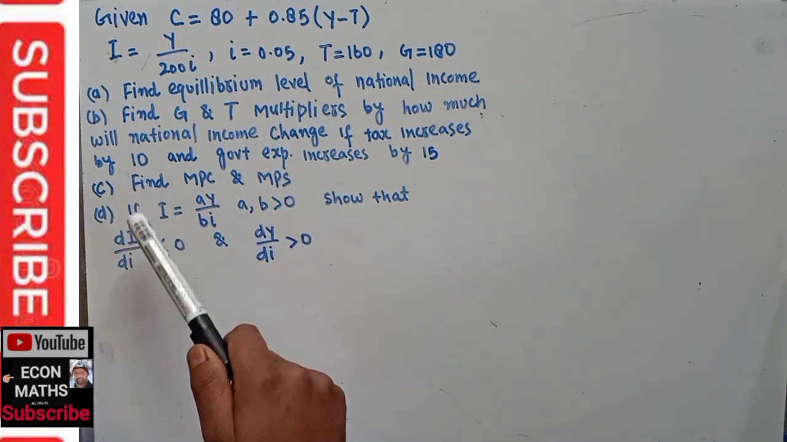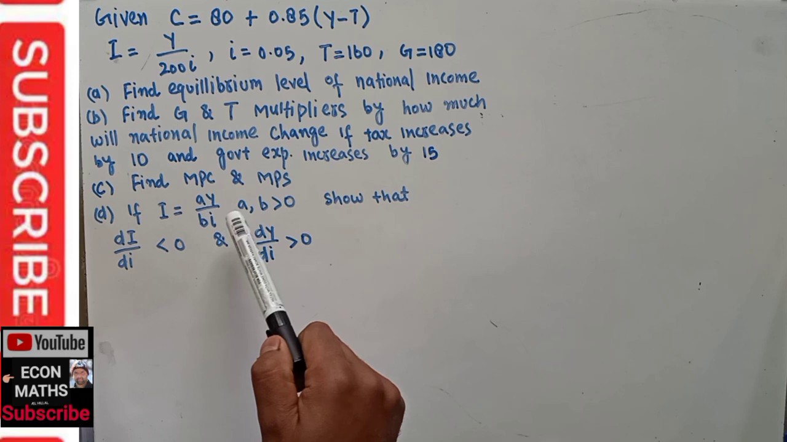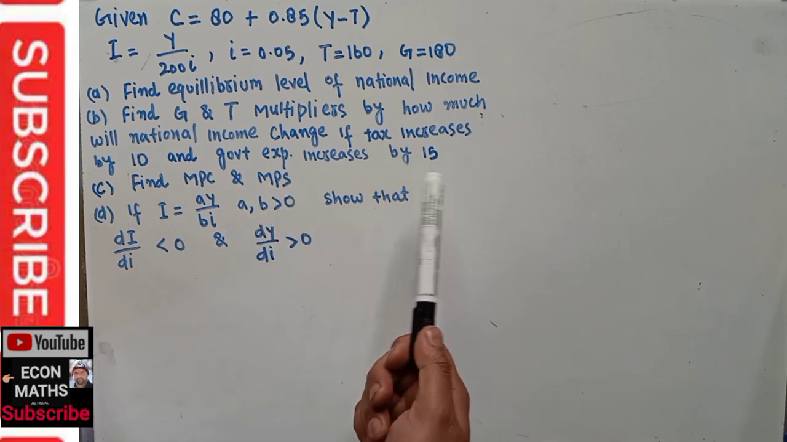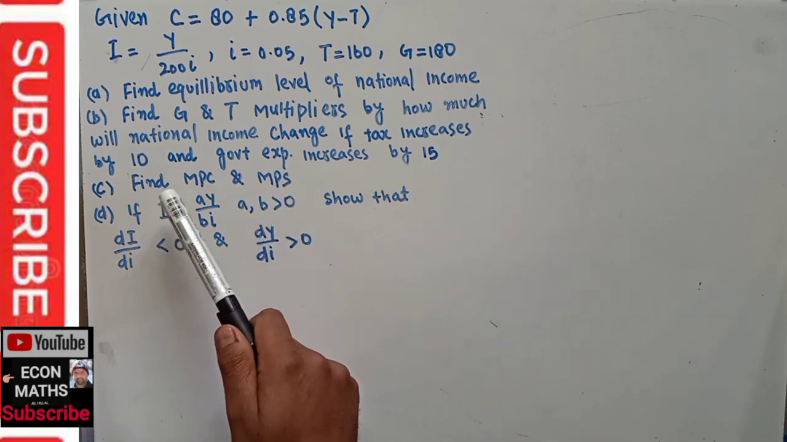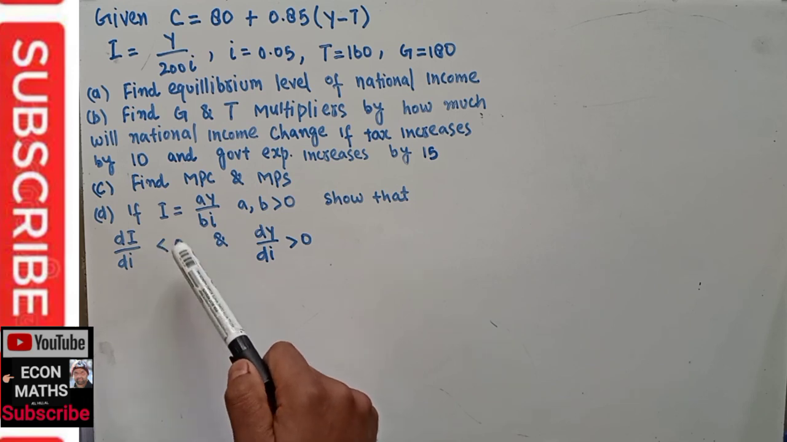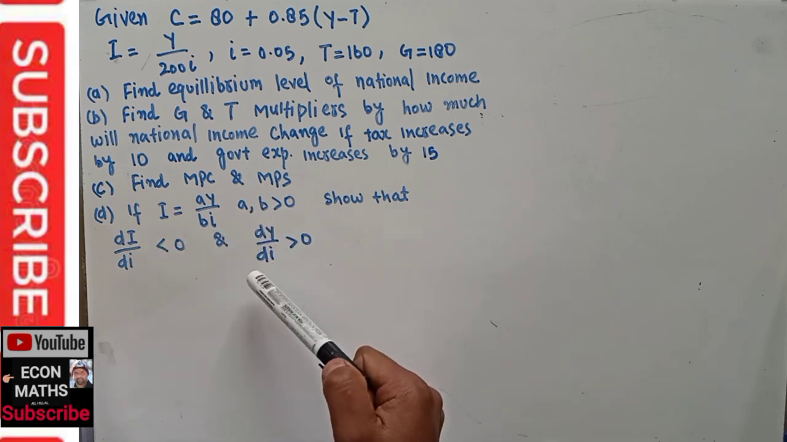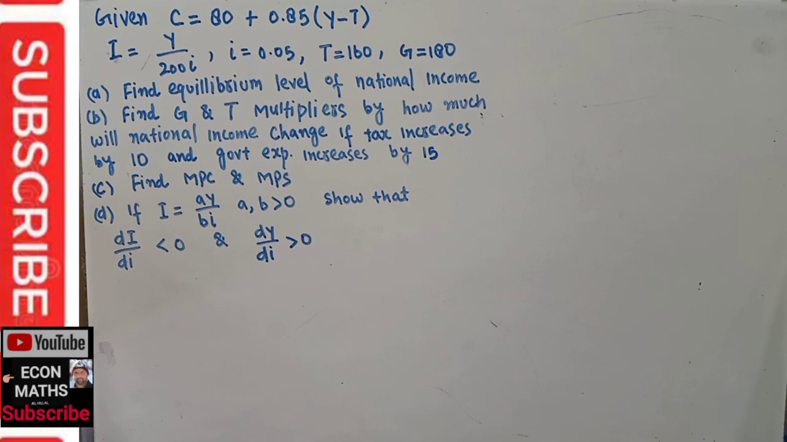Also, we are being told if investment is equal to AY upon Bi, where A and B are positives, we have to show that the derivative of the investment function with respect to interest rate will be less than 0, and the change in the income with respect to interest rate will be a positive thing here. Okay, so let's break it down one by one.